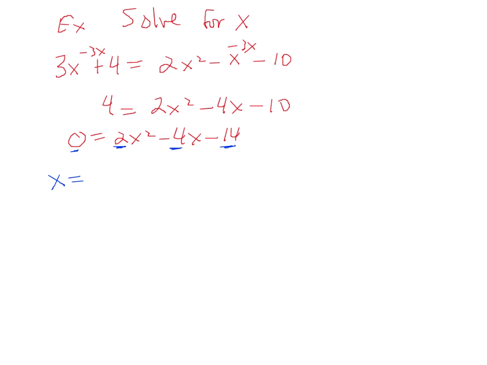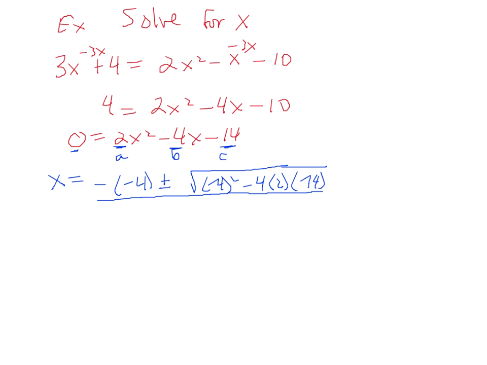I'm just going to plug these values into the quadratic root formula. There's my a, b, and c values. So minus b plus or minus the square root of b squared minus 4ac all over 2a. And so x equals 4 plus or minus, I'll get to that in a second, over 4. And so this square root of 16.